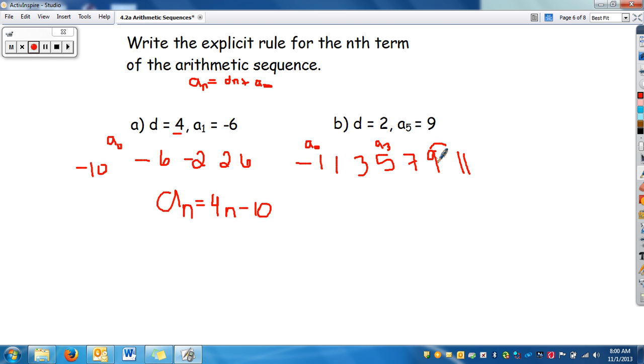Okay, so we're at 5. This is the fourth term, third term, second term, first term, 0 term. So to write my rule, I'm going to write a sub n equals 2n minus 1.